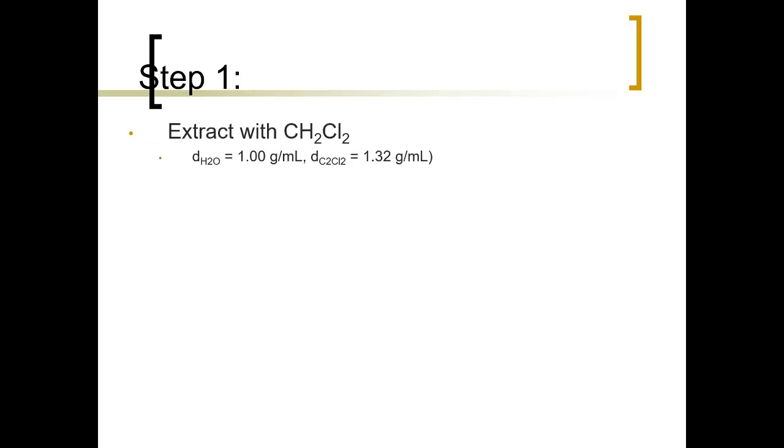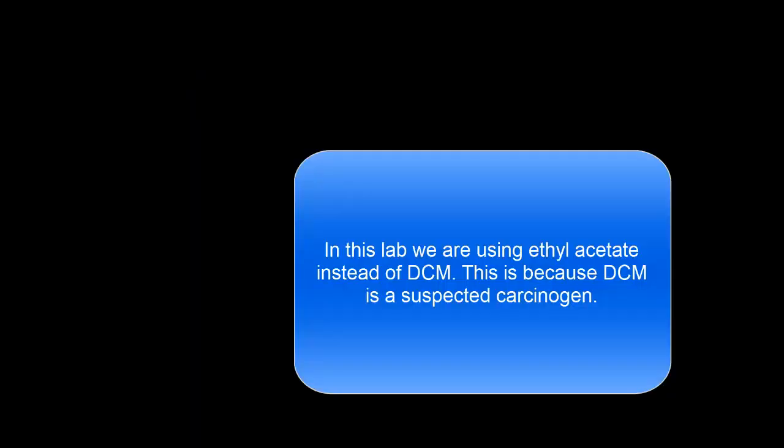So we're going to use DCM, dichloromethane, which has a density of 1.3-ish, which means that when it's mixed with water, it's going to be at the bottom. This experiment, you'll be using ethyl acetate instead of dichloromethane because dichloromethane is a suspected carcinogen.